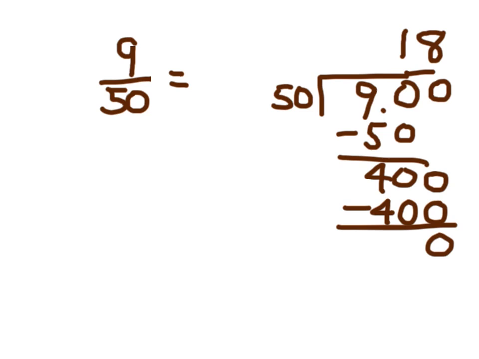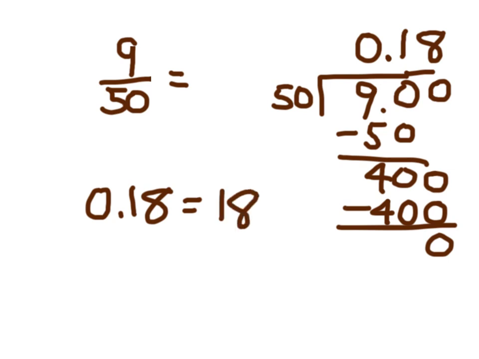I've got 18 there, but really I have 0.18 as my decimal number, because I had to place that decimal point. 0.18, or 18 hundredths, is 18%.